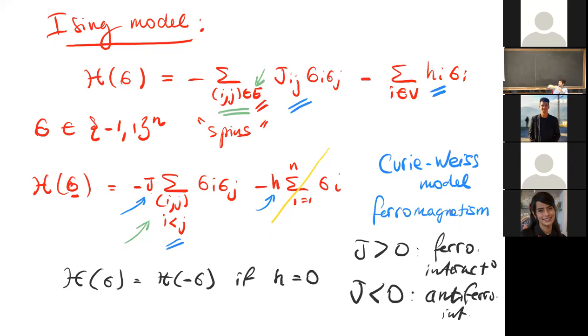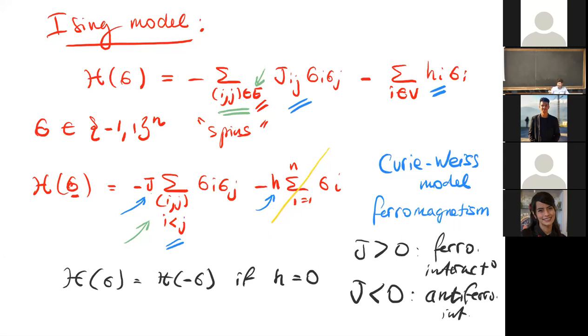So if J is extremely negative, the only configurations which have a non-negligible weight, and by weight I mean probability weight, will be the ones where there are approximately half up and half down. You will have a random configuration like this where there is no global ordering, because this J wants them to anti-align.